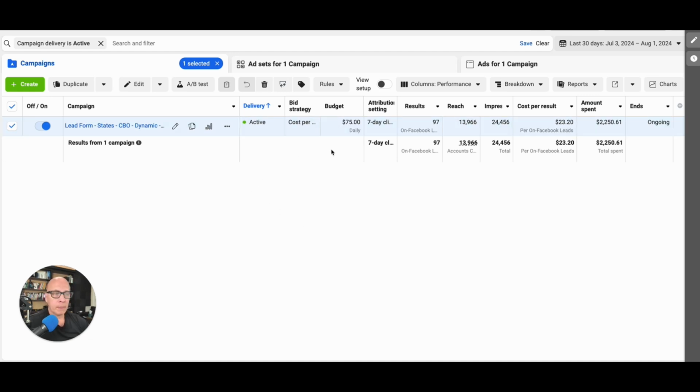You can pause the campaign. So if you get inundated with leads and all of a sudden now you need more time to be able to catch up, you can pause it and then restart the campaign.